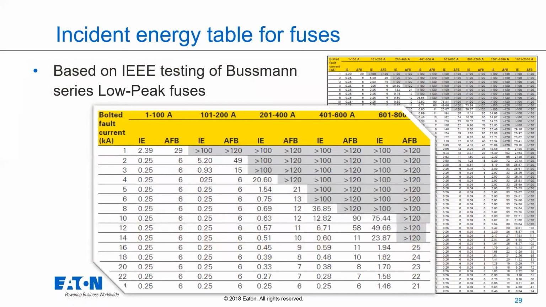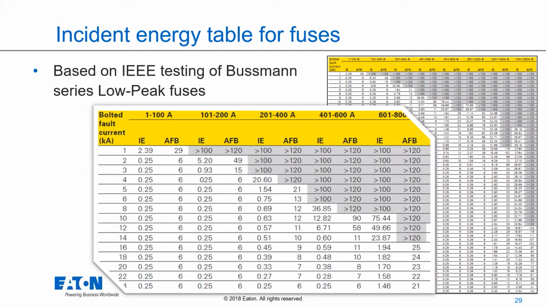There are incident energy tables for fuses. So if you are in the business of determining yourself what the incident energy and arc flash boundary levels are, for any of the Low-Peak Bussmann fuses we simply have a table. You can look up what your available fault current is. That's on the left, your bolted fault current. That's your available fault current. Then the amp rating of your fuse, and you get it right off of a table. So there are no special extra calculations required.